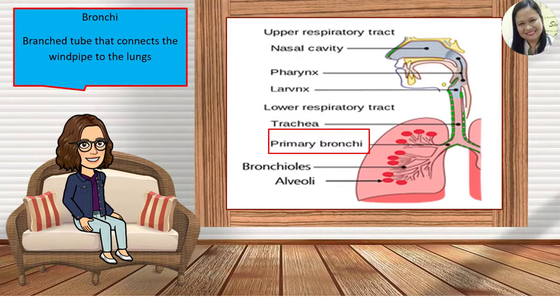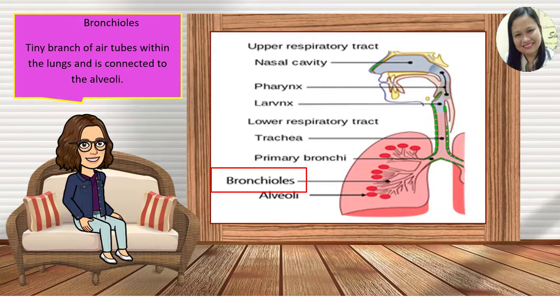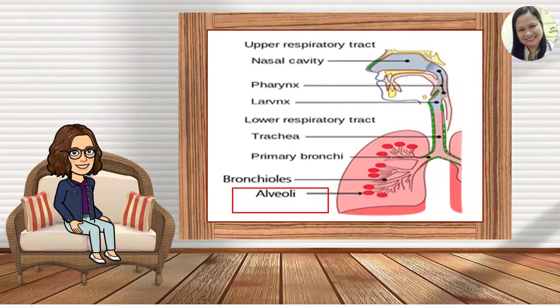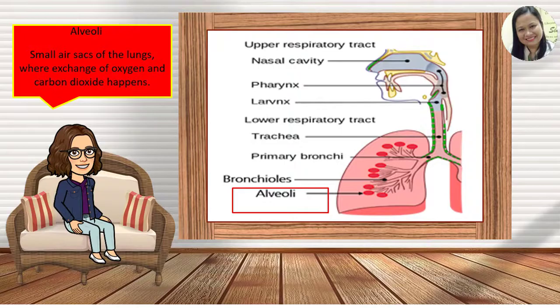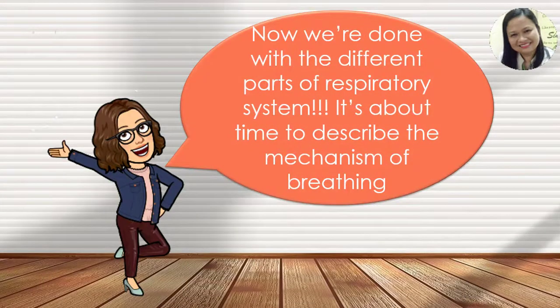Bronchi. Branched tubes that connect the windpipe to the lungs. Bronchioles. Tiny branches of air tubes within the lungs that are connected to the alveoli. Alveoli. Small air sacs of the lungs where the exchange of oxygen and carbon dioxide happens. Now we are done with the different parts of the respiratory system.